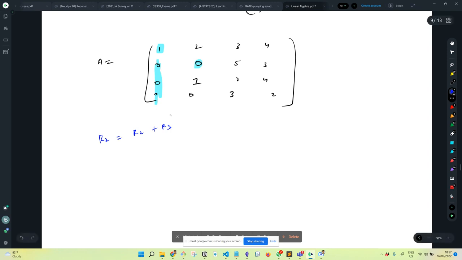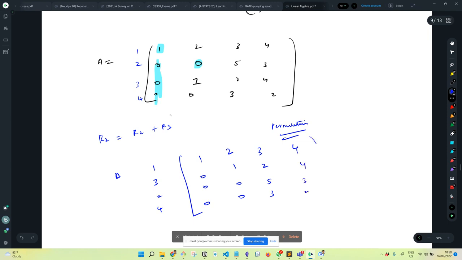Can I permute A? A is in the order, let's say 1, 2, 3, 4. Right? And we already saw permutation is also a legal operation. Now, if I write A in the order 1, 3, 2, 4, then what will I get? 1, 0, 0, 0, 2, 1, 0, 0, 3, 2, 5, 3, 4, 4, 3, 2. Now, do you see here? Already we got a pivot here. Sorry, already we got the second entry 1.